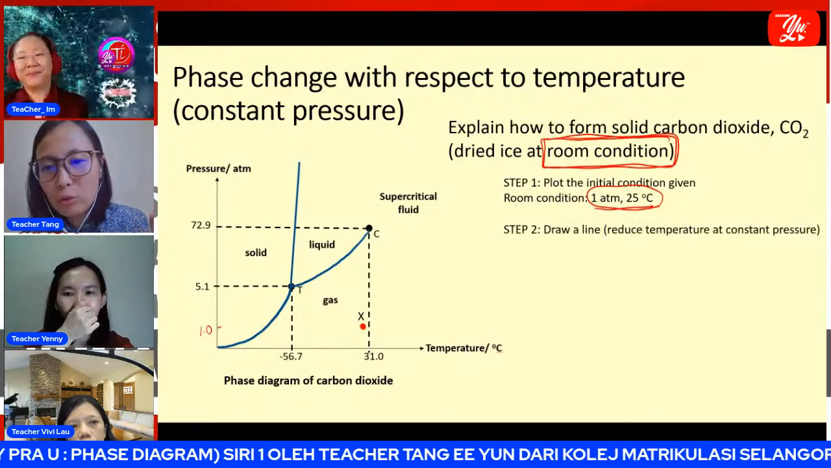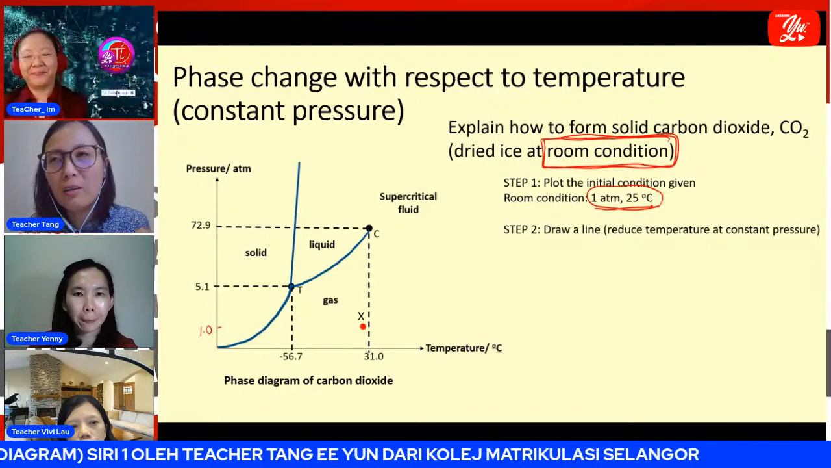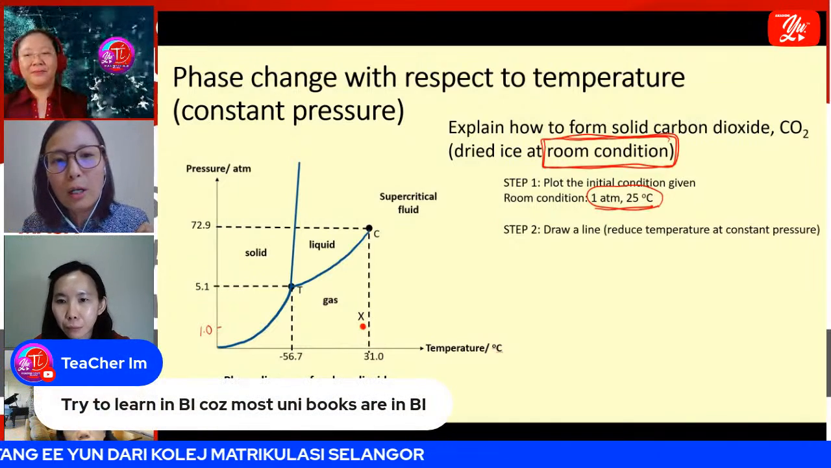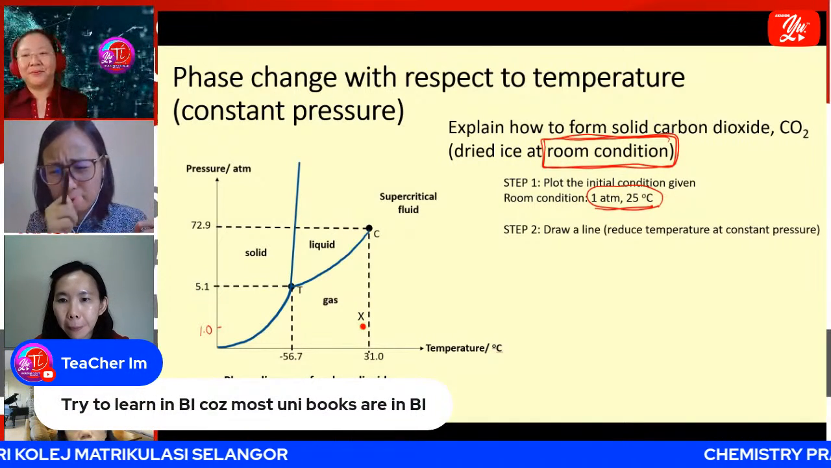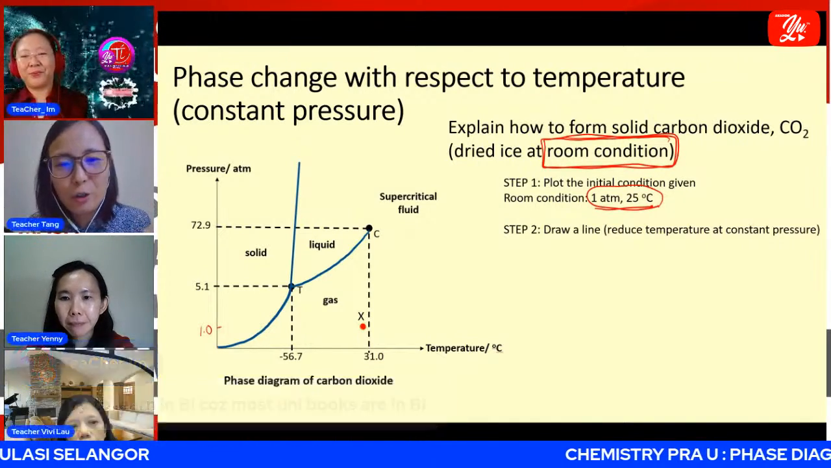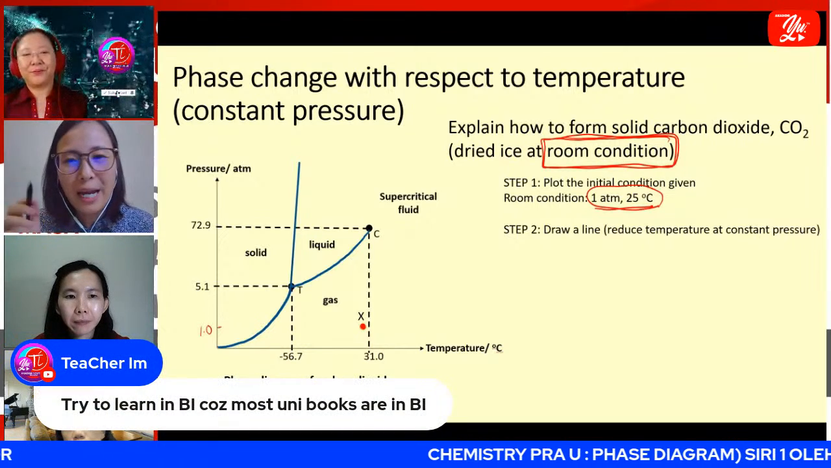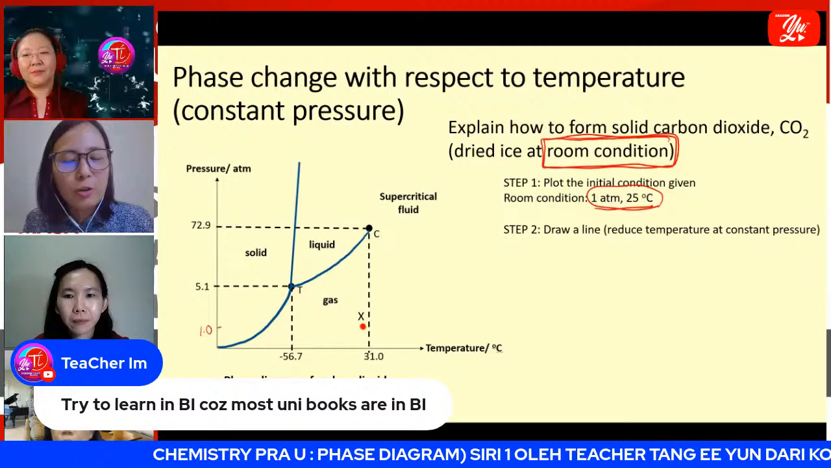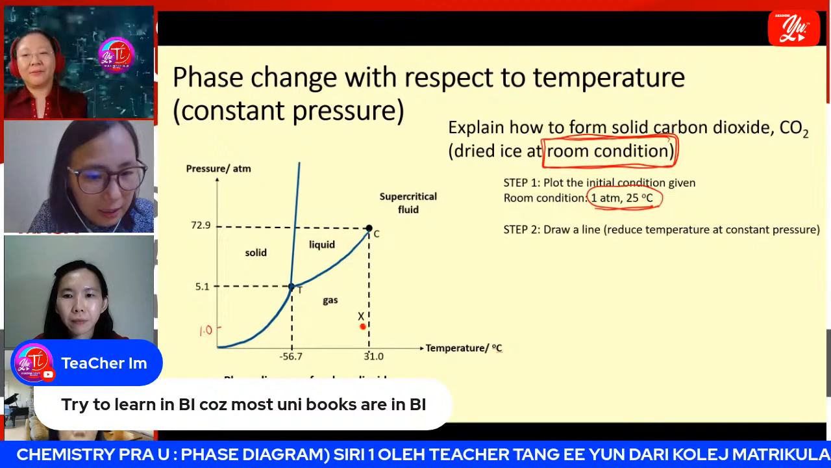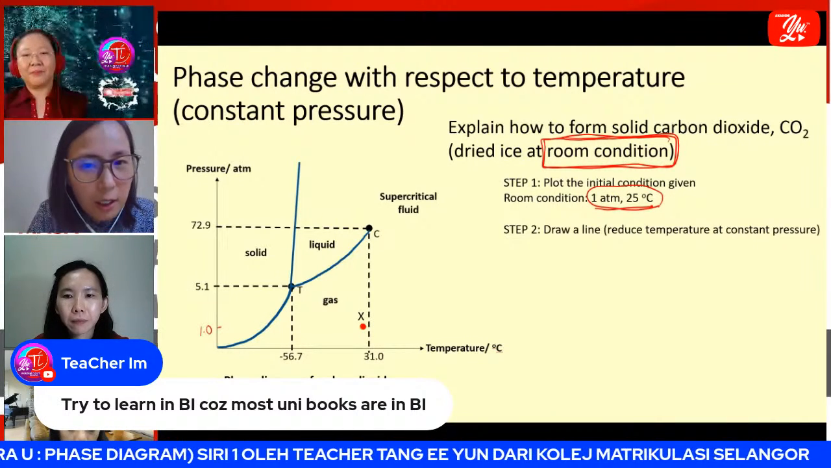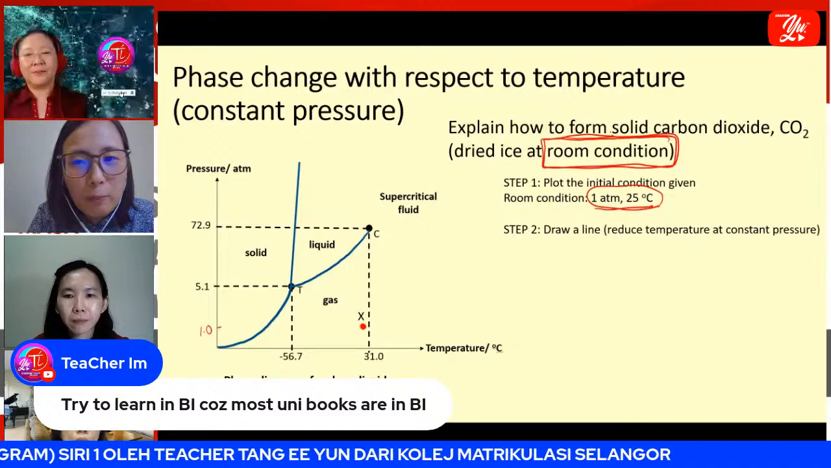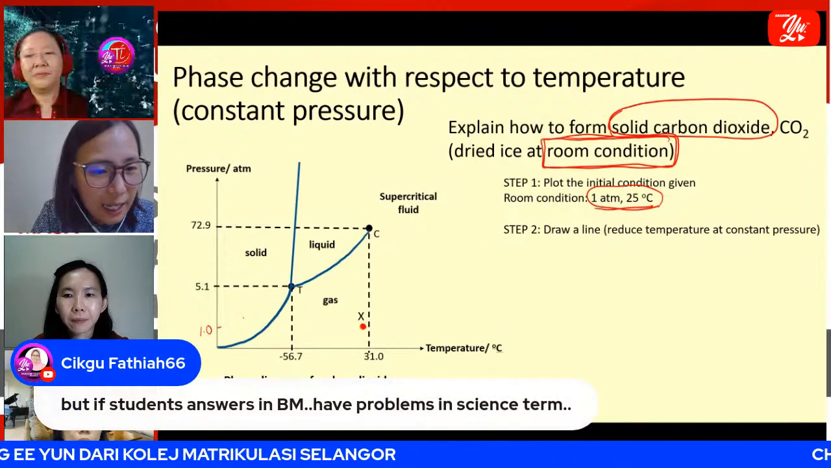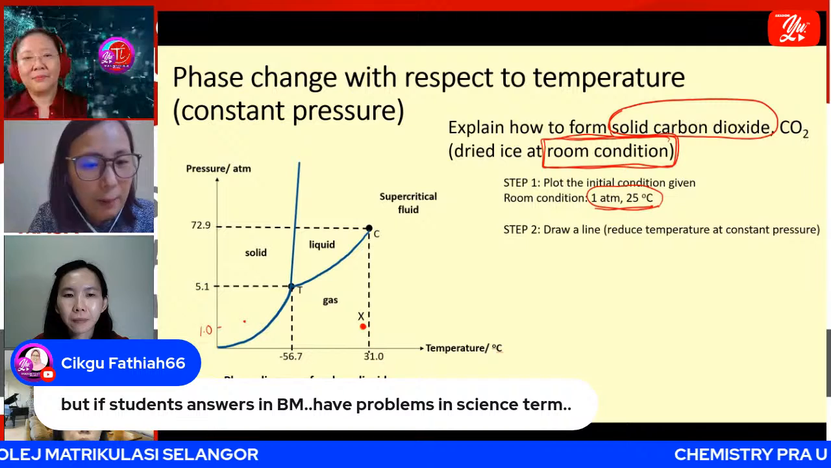Then step number 2, you draw a vertical line or horizontal line, okay, in order for you to explain how to form the solid carbon dioxide. Like for example, your initial condition is this point. The question says want to form solid carbon dioxide. So solid carbon dioxide is here. This is solid carbon dioxide.